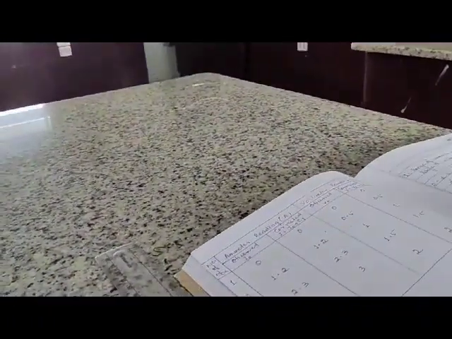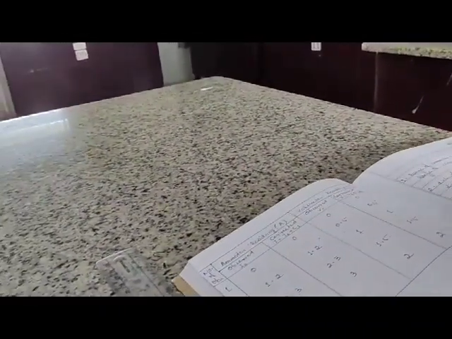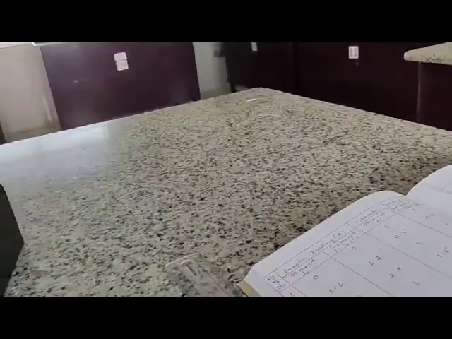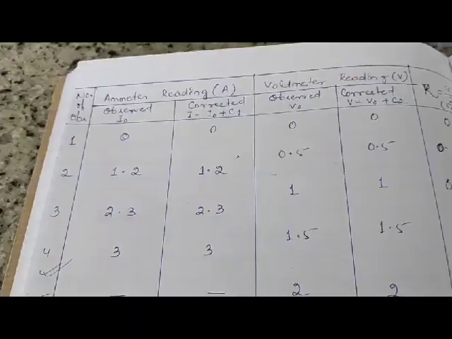But I will suggest everyone to take such an arrangement so that you can take at least 5 observations, right? For this we can do for some shorter values, that is 0, 0.25, 0.5. In this way also we can proceed.